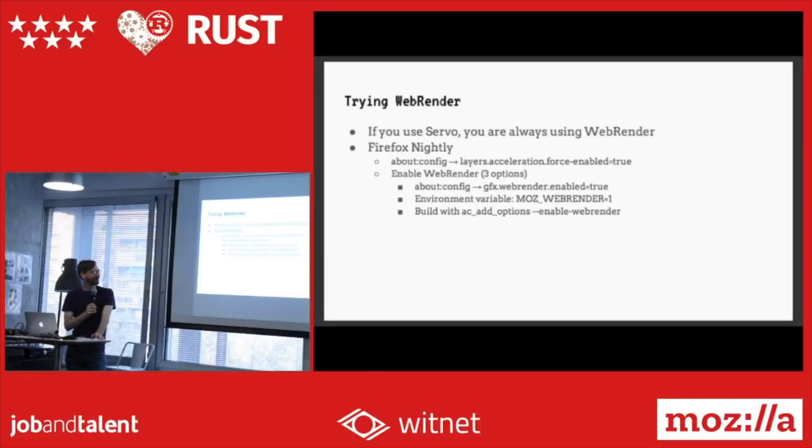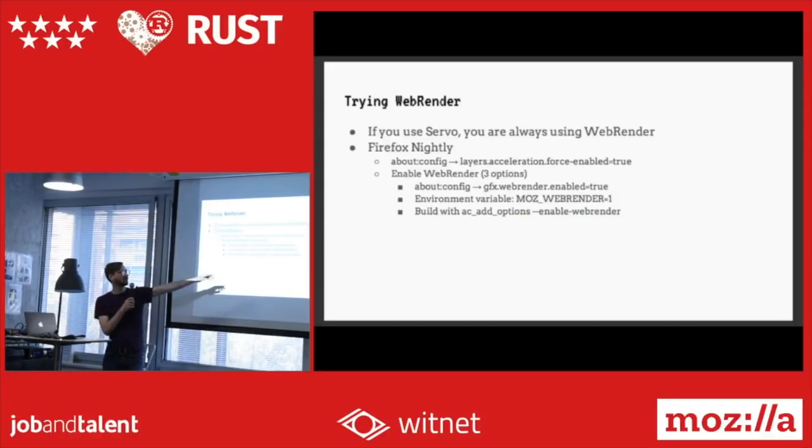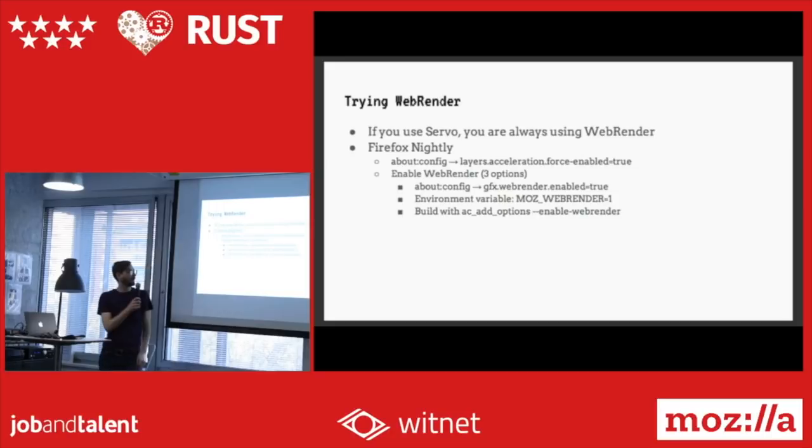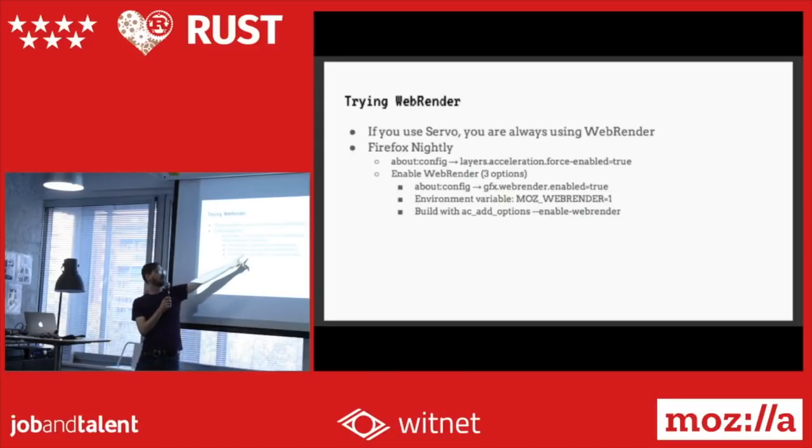So if you want to try it, you can try it today. The one way is to just run Servo. Servo is always using WebRender now, since a couple of years ago. And the other way is with the Firefox Nightly. The first step is to make sure that you have the GPU enabled by setting this key in about:config. And then finally, once that's done, there are 3 different ways. You can set another key in about:config, you can pass an environment variable, or you can build it. If you're building Nightly, you can build it with this option.